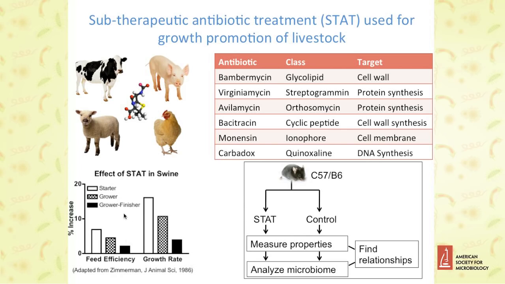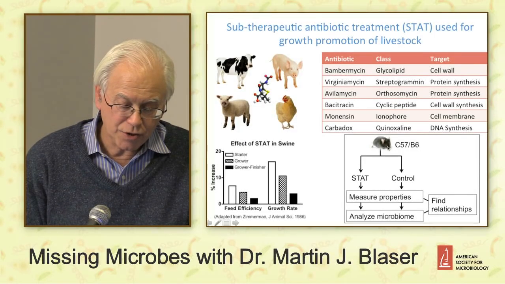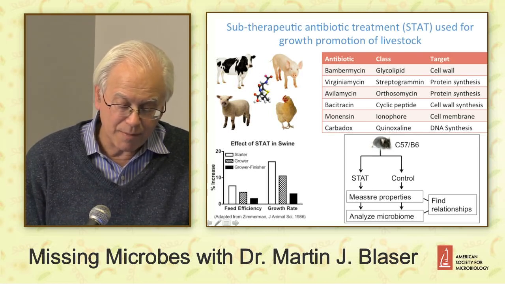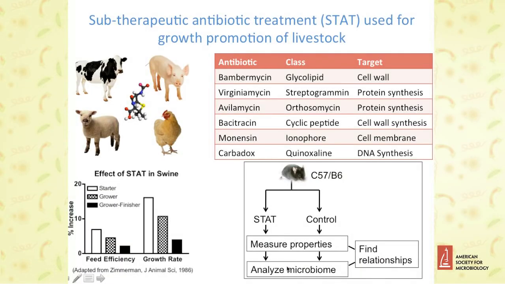And when I saw these slides, it suggested to me that we're looking at a developmental phenomenon. So we began to do studies in mice in which we would give mice antibiotics or not. We'd examine phenotypes, we'd look at the microbiome, and we'd look for relationships. Now I want to show you several experiments where we've tested these hypotheses.